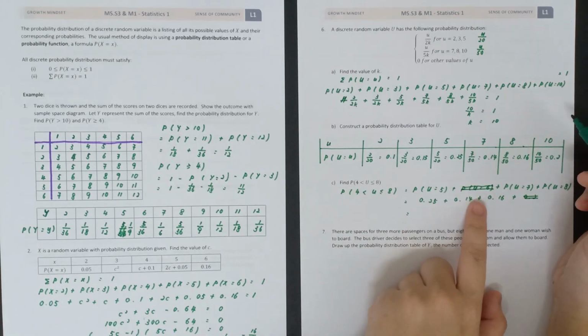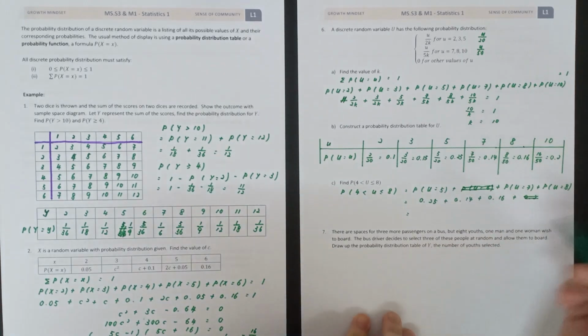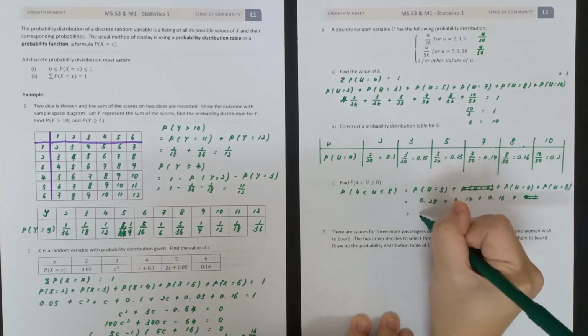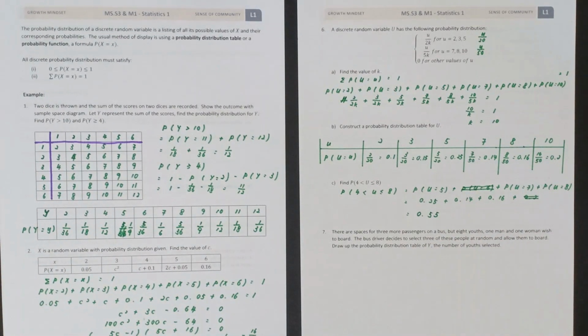I'm sorry, there's no U equals to 6. Then 0.25, 0.14, and 0.16. Okay, so you plus them all together, 0.3, then you get 0.55. Alright, okay, move on for 7.